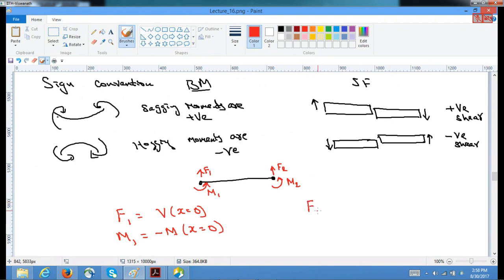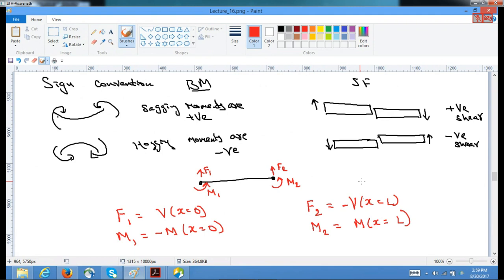So F2 is equal to my shear force at x equals L, and it has to be positive, it has to be in the reverse direction, and my M2 is M at x equals L. So this is the definition. That's the reason last time some sign confusion happened. So I decided to show this this time, so that it may give you some clarity. And I would be happy to take some questions if you are still lost at this convention. But I think this picture should tell you that.